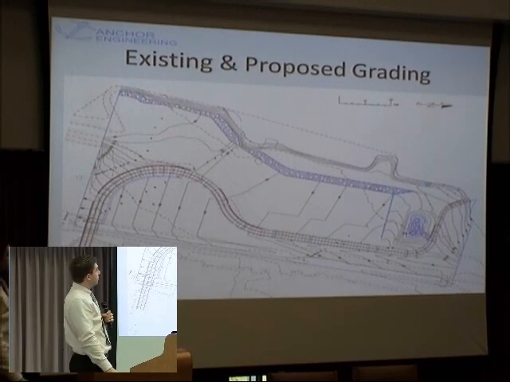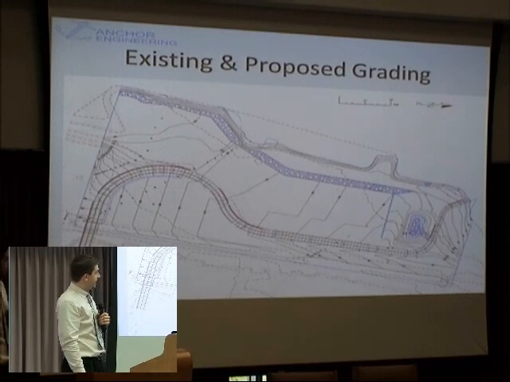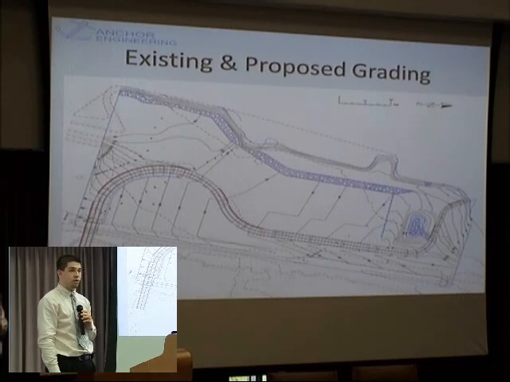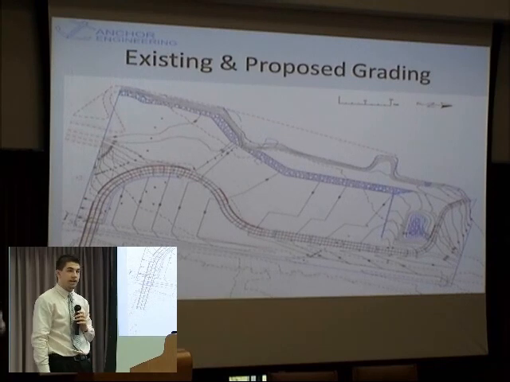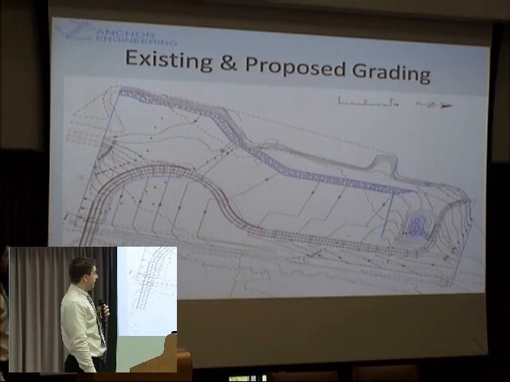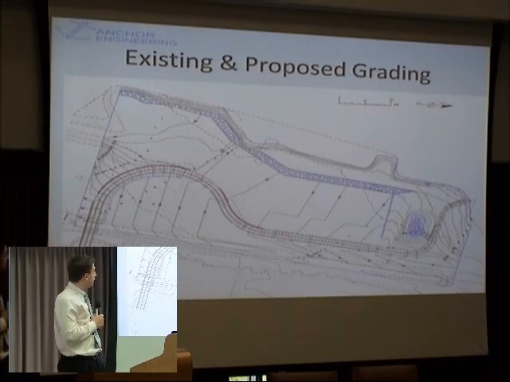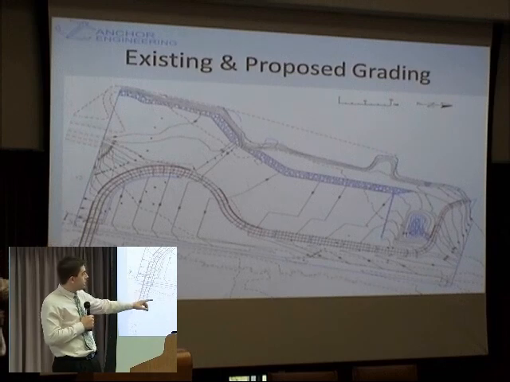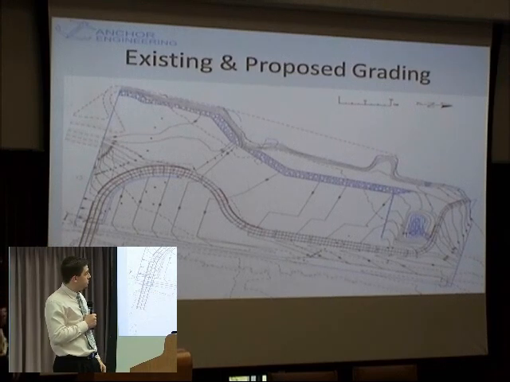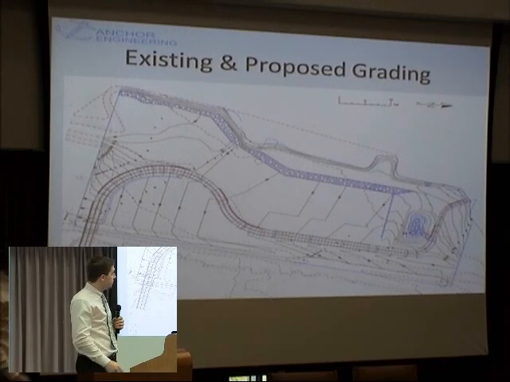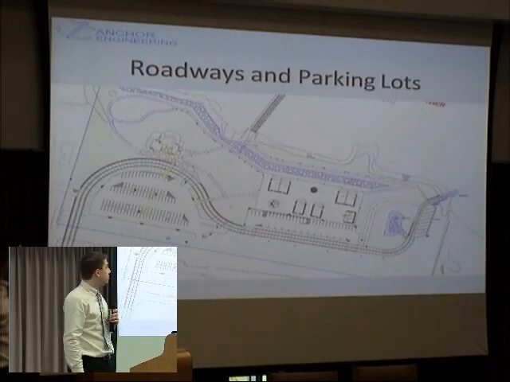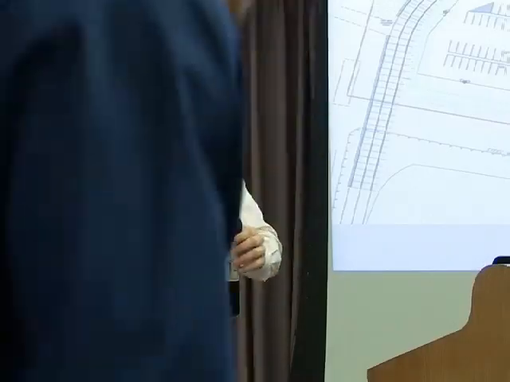And on the west end we have a breaking rock wall that allows us to break the different grades. We have 3 retaining walls: 1 on the primary parking lot, 1 in front of the restaurant, and 1 on the far end to break for the turnaround. Now I'm going to go over to Brian Levy to talk about roadways and parking lots.